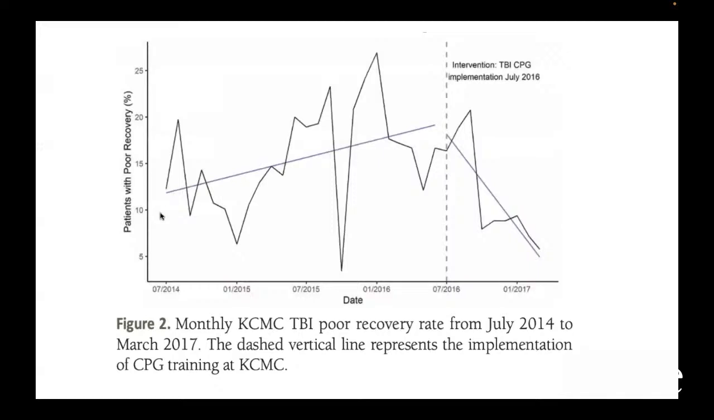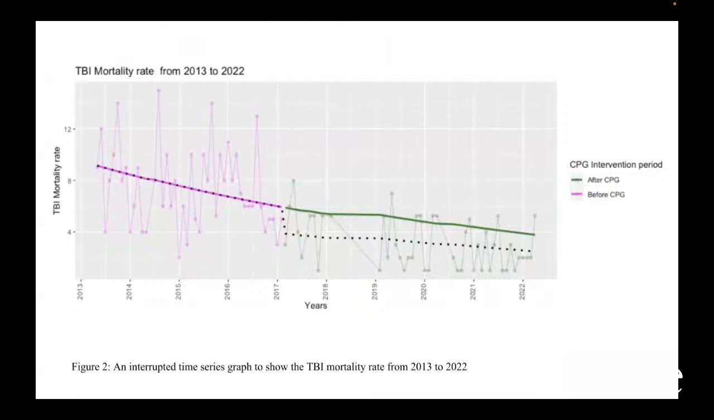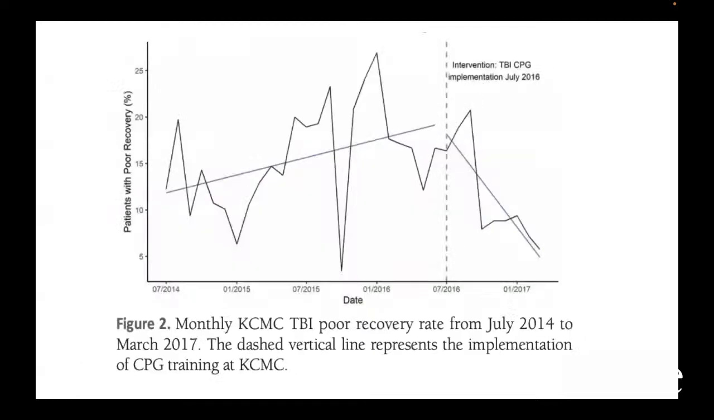The TBI registry has been there since 2013, and in July 2016 the TBI CPG was implemented. We can see the poor recovery rate was increasing until July 2016, and immediately after the TBI CPG was implemented, there was a rapid fall in TBI poor recovery. So you can see the CPG worked well in reducing the number of TBI poor recovery. We did the same analysis for the longer data, because as you can see here, there is no equal interval over time.